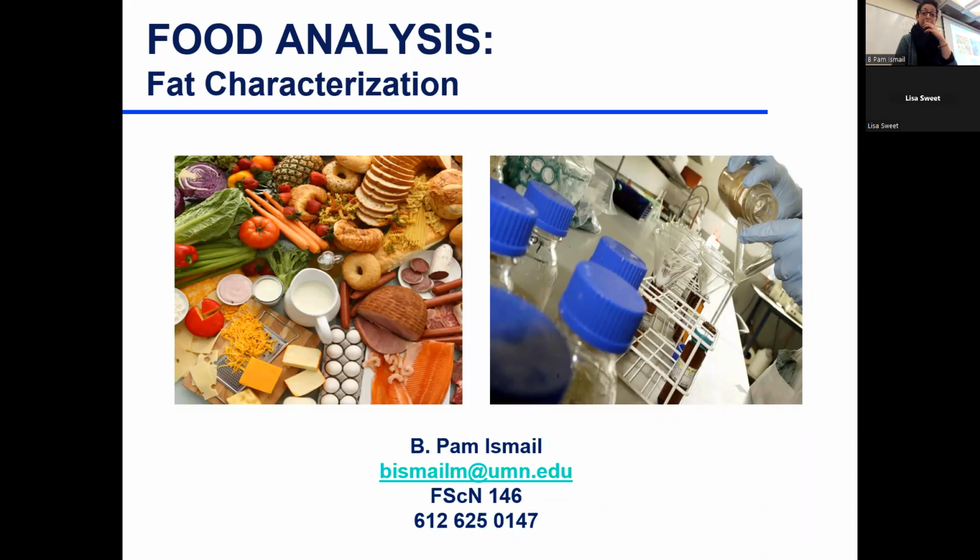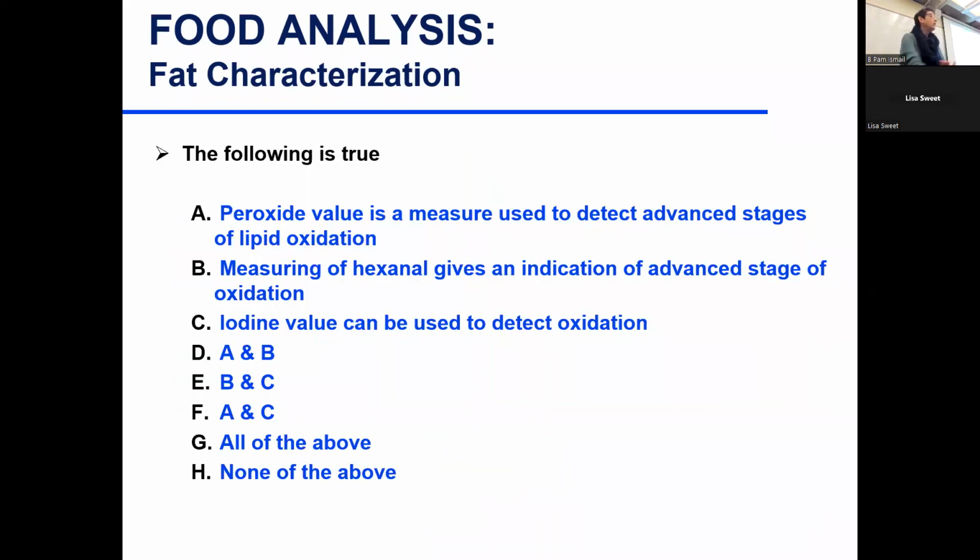All right, let's see what you guys know. And again, you're here to learn, no judgment. Peroxide value is a measure used to detect advanced stages of lipid oxidation. So here you're going to try to remember lipids in this lecture: lipid oxidation, and what are the metabolites of lipid oxidation? Measuring hexanal gives an indication of advanced stage of oxidation.